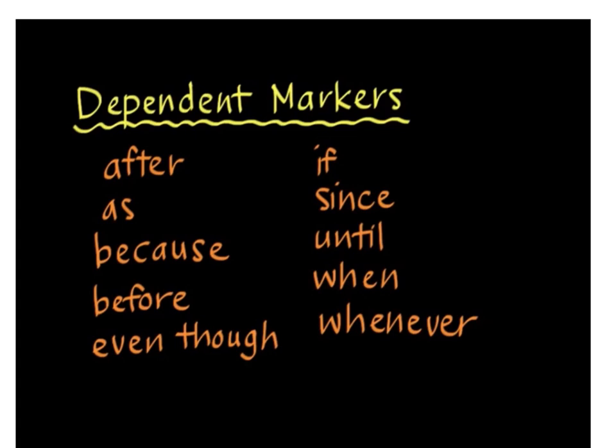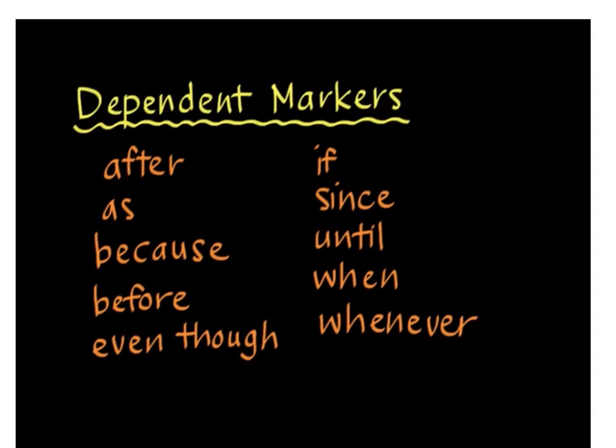So now we're going to talk about dependent markers. And what those are, they're going to come at the beginning of your dependent clause. They're going to signal to you that you have a dependent clause. And we call them subordinating conjunctions. This slide I have is calling them dependent markers, but we call them subordinating conjunctions, so one of the two. But when you see one of these words at the beginning of your clause, then you know you're going to have a dependent clause. Now remember, those dependent clauses are the ones that cannot stand alone. They can't stand by themselves.